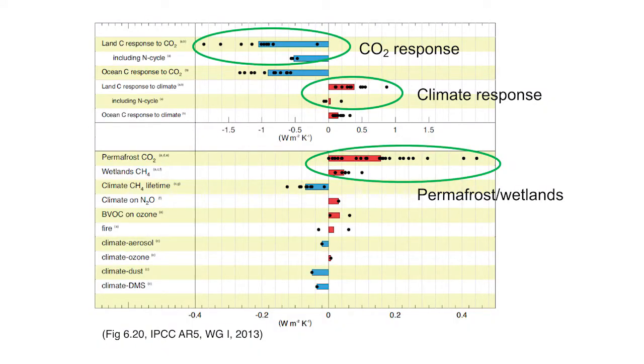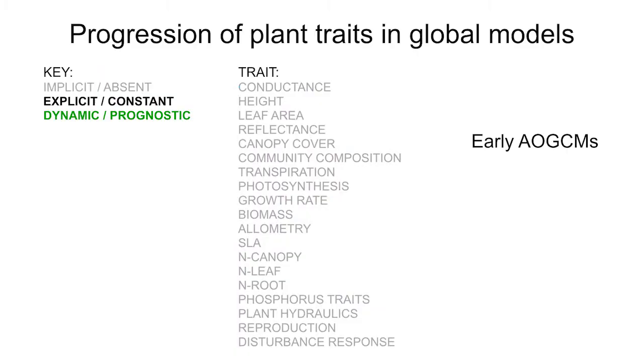So what I want to do is walk through then the progression of plant traits in these global models over time, and I've just taken a selection of them. I haven't put every possible plant trait up there, but enough, I think, to give you the idea of the main point that I'm trying to make. In the beginning, for the early atmosphere, ocean, GCMs, everything that you see up there was either completely absent or just implicit.